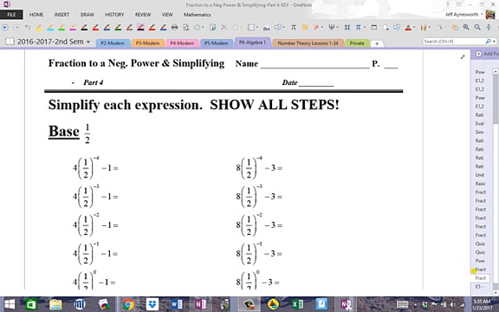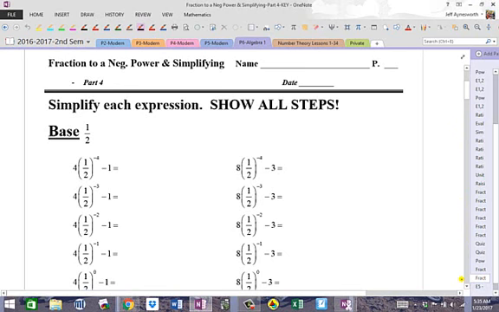We're going to get into part four in our series of how to simplify a fraction to a negative power, involving a little multiplication and addition as well. That's why it's called fraction to a negative power and simplifying, because there's more work to be done. This is the most challenging out of the four parts. Let's get right into it and show you how it's done, okay?